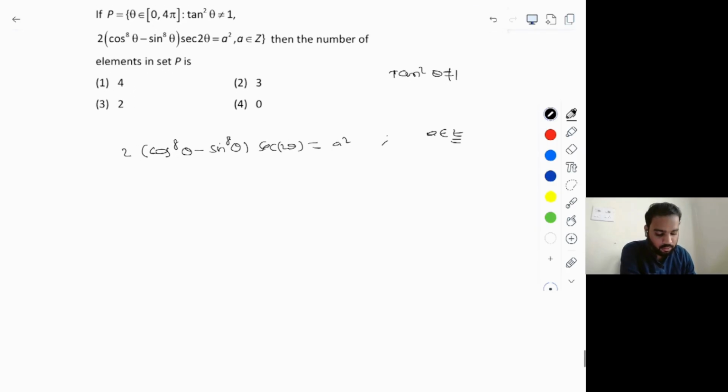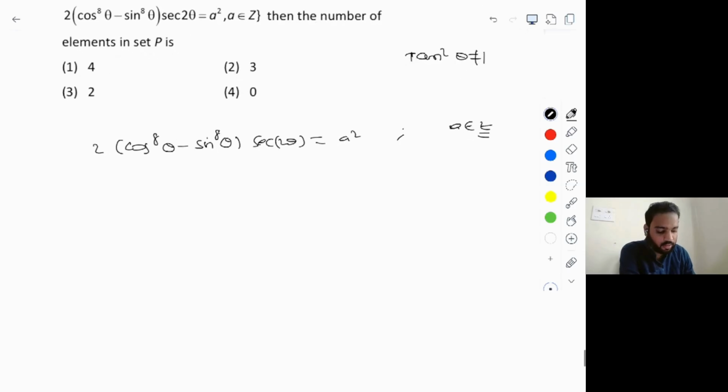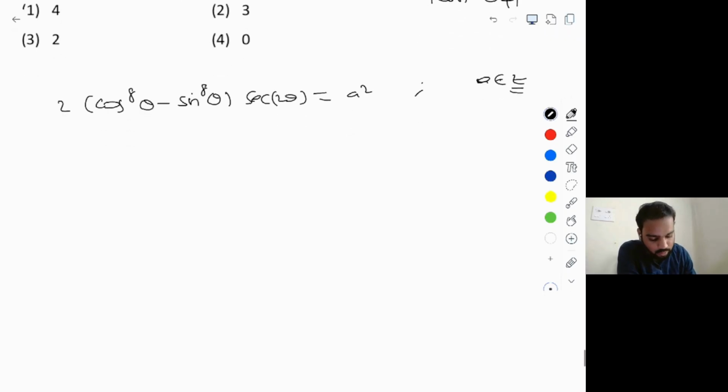Okay. So once again what you are going to do is solve the left hand side part first, then we try to get the possible values of a. Okay, so let us do that. I think you would have noticed the idea by now. First thing I can write this as cos power 4 theta minus sin power 4 theta multiplied by cos power 4 theta plus sin power 4 theta multiplied by secant of 2 theta, which is equal to a square.